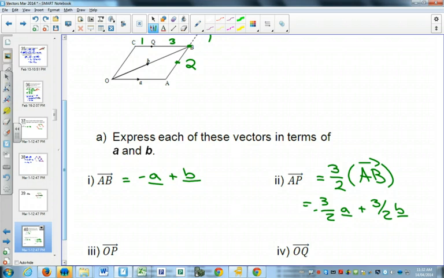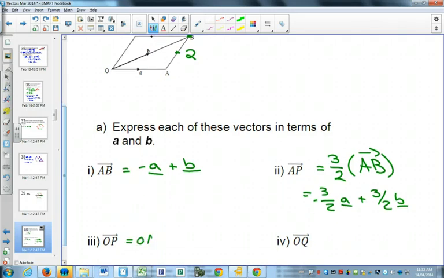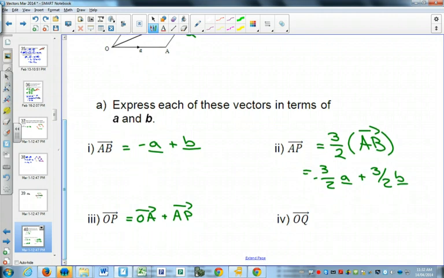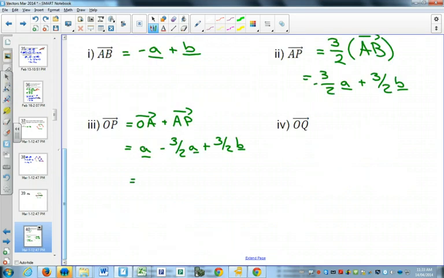And now that we've done the preliminary work for A to B and A to P, if you wanted to start at O and get to P, could you see that you could go from O to A and then A to P? So I'll write that out. You could go from O to A and then A to P. And since we figured this out already, O to A is just A minus 3/2 A plus 3/2 B, giving us negative 1/2 A plus 3/2 B.